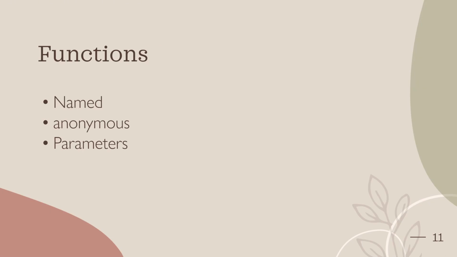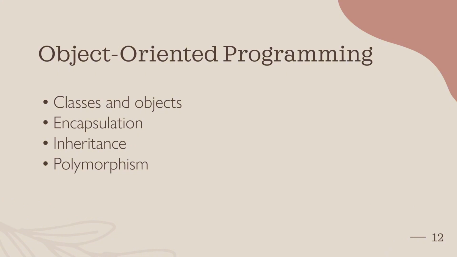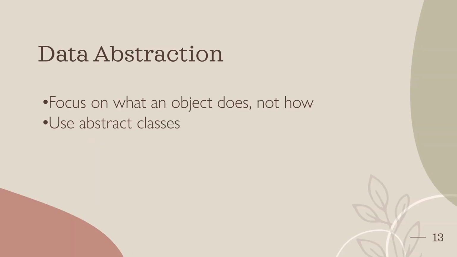Functions are reusable blocks of code. Dart supports anonymous and named functions. Dart is object-oriented, so you can define classes, encapsulate data, and create polymorphic behavior. Data abstraction helps us hide internal details and only show essential features. In Dart, you can use abstract classes to enforce a contract for other classes.